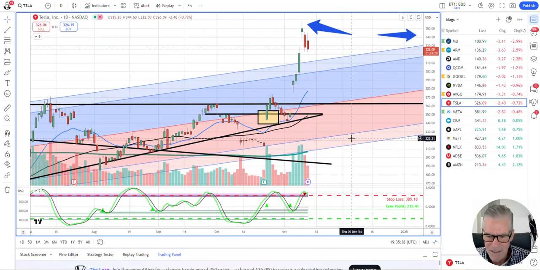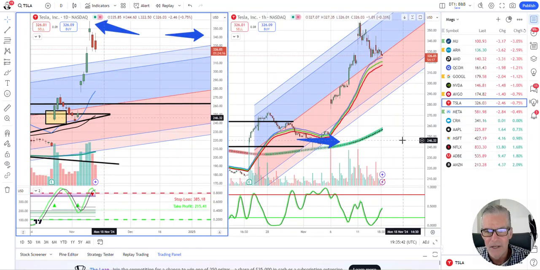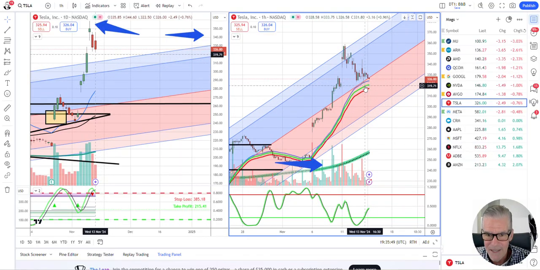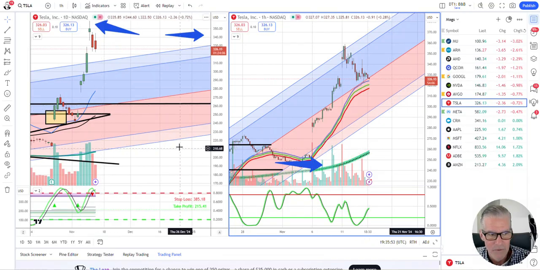Let's get the weak hands out of the stock. And then let's see what the hourly chart is looking at. Not too bad, right? We've filled that gap. We've come down into the midline of the LRC, the 34 bands, but not really showing us yet that it's ready to reverse back higher.